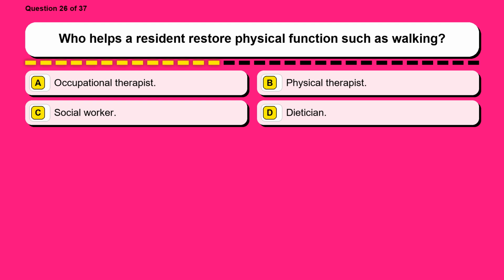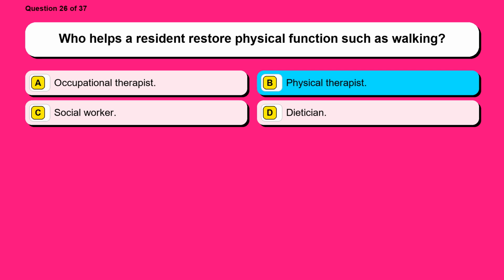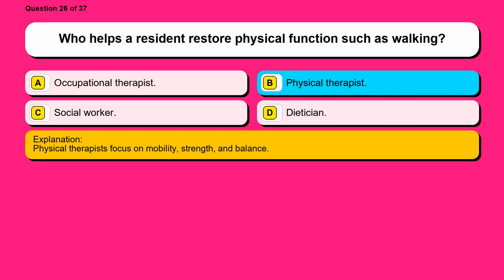Option A, occupational therapist. Option B, physical therapist. Option C, social worker. Option D, a dietitian. The correct answer is option B, physical therapist. Physical therapists focus on mobility, strength, and balance.